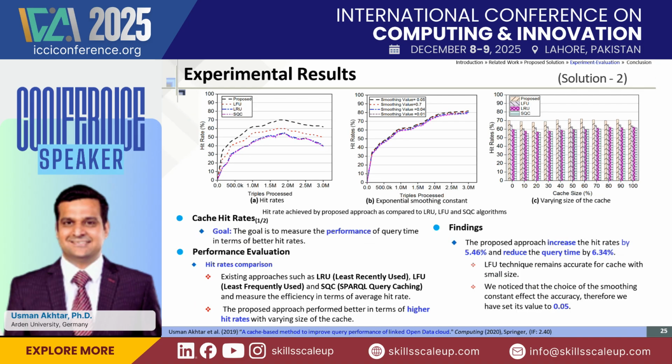This is again a detailed side-by-side comparison of different approaches as compared to the cache hit rate. If you compare these different methodologies, our approach uses the exponential smoothing technique, and this helps us to achieve a higher hit rate as compared to the other approaches. Overall, the approach increased the hit rate by 5.46 and reduced the query time by 6.34 as compared to the other state-of-the-art approaches.